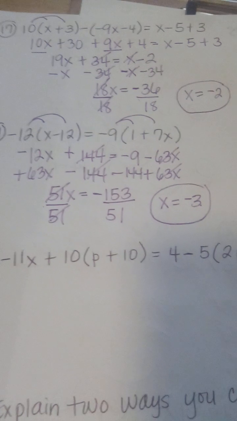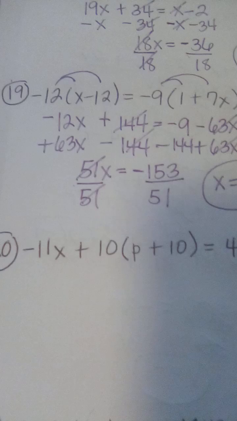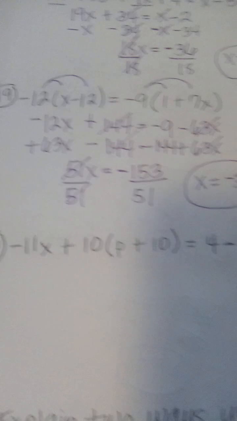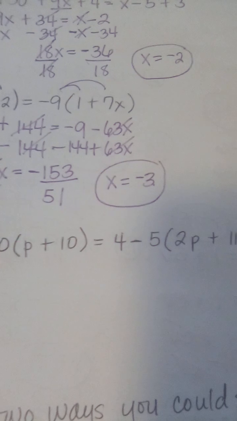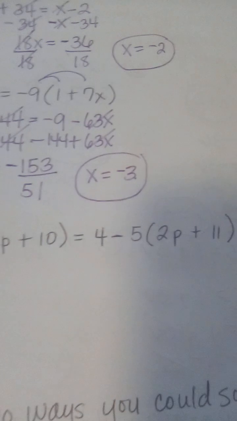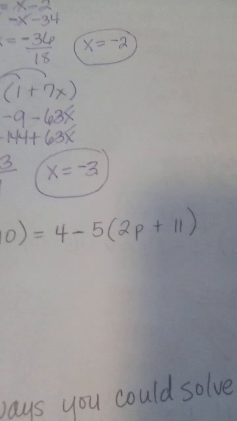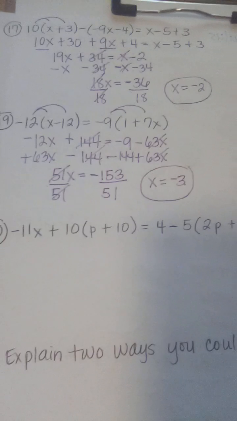All right. We're almost done, folks. 2 more. We have number 20, negative 11x plus 10, open parentheses, p plus 10, close parentheses, equals 4 minus 5, open parentheses, 2 plus 11, close parentheses. All right. In order to make this a lot easier, we have to clean this problem up a little bit, right? Let's do the parentheses, right?